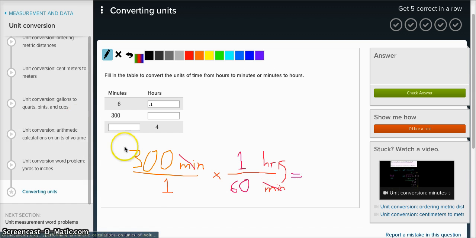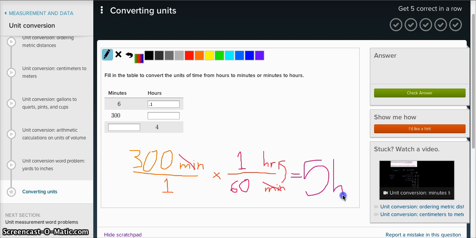So now we're doing 300 divided by 60, which is 5, I believe. So it's 5 hours.